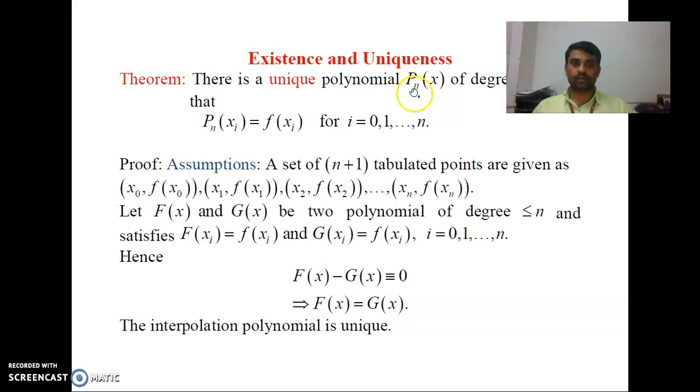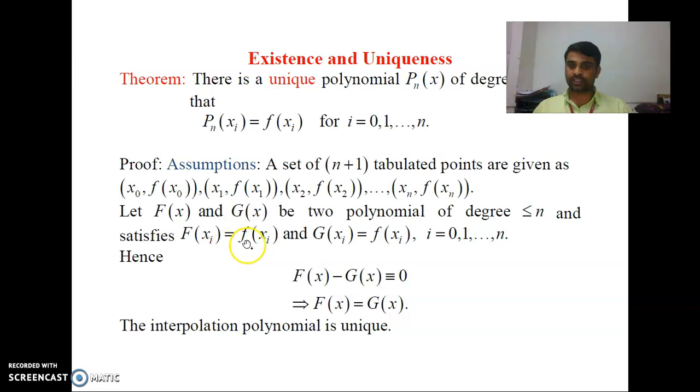There is a unique polynomial Pn(x) of degree less than or equal to n such that Pn(xi) equals f(xi) for i running from 0 to n. Proof of this theorem: a set of n plus 1 tabulated points are given as x0, f(x0), x1, f(x1), x2, f(x2), xn, f(xn). Here we prove this theorem by contradiction. Means we assume there are two polynomials f(x) and g(x) of degree less than or equal to n. So first we fit the polynomial f(x) to the given data points.